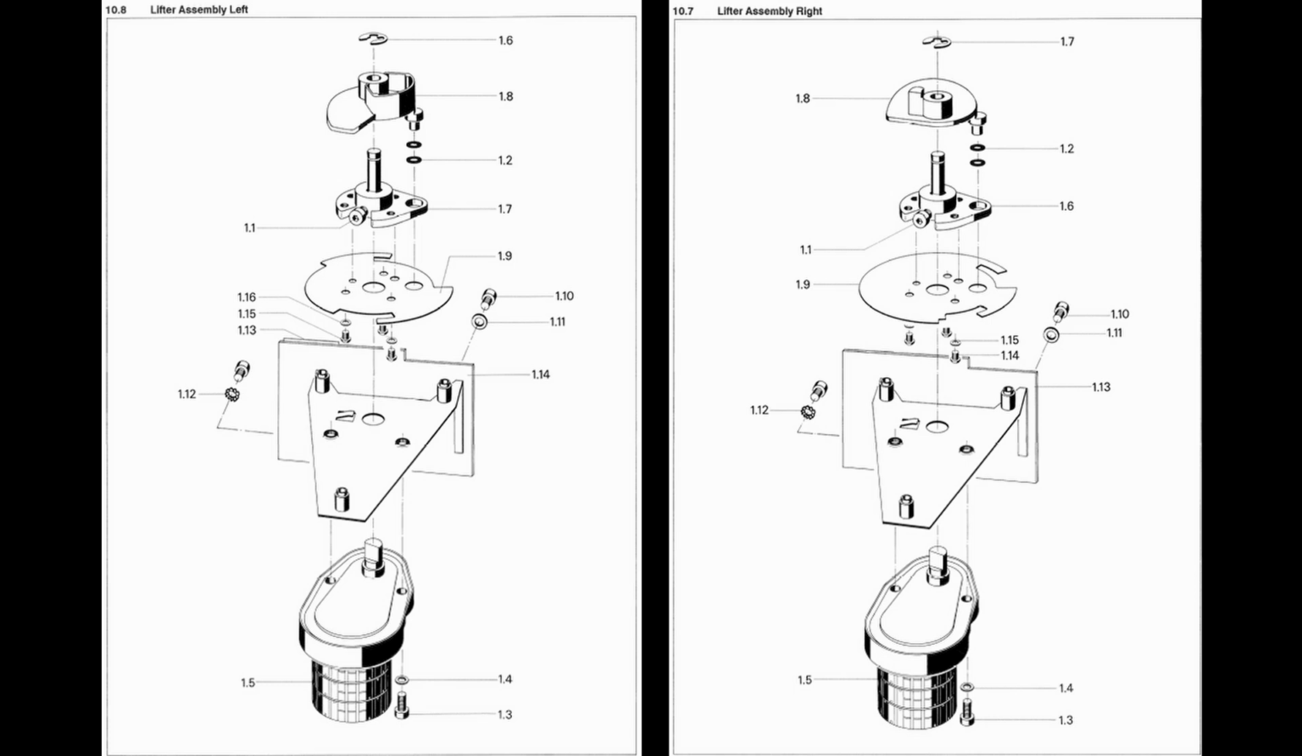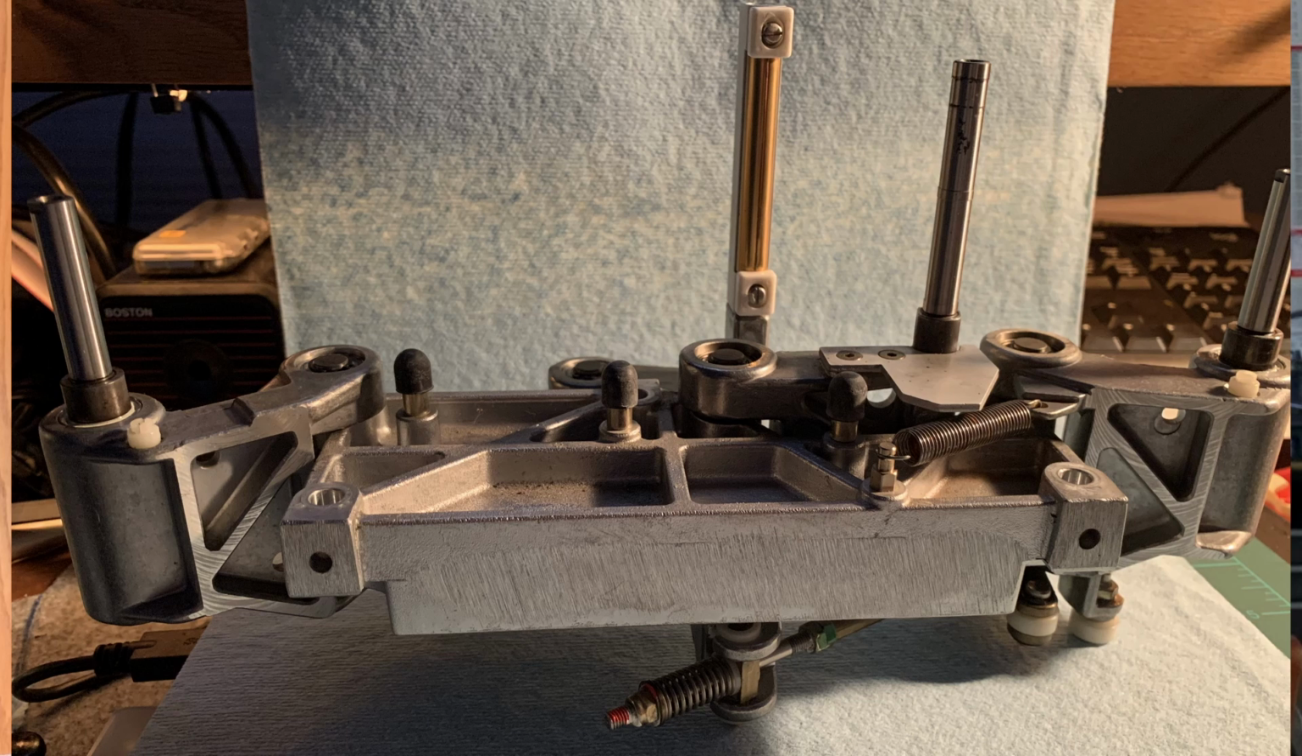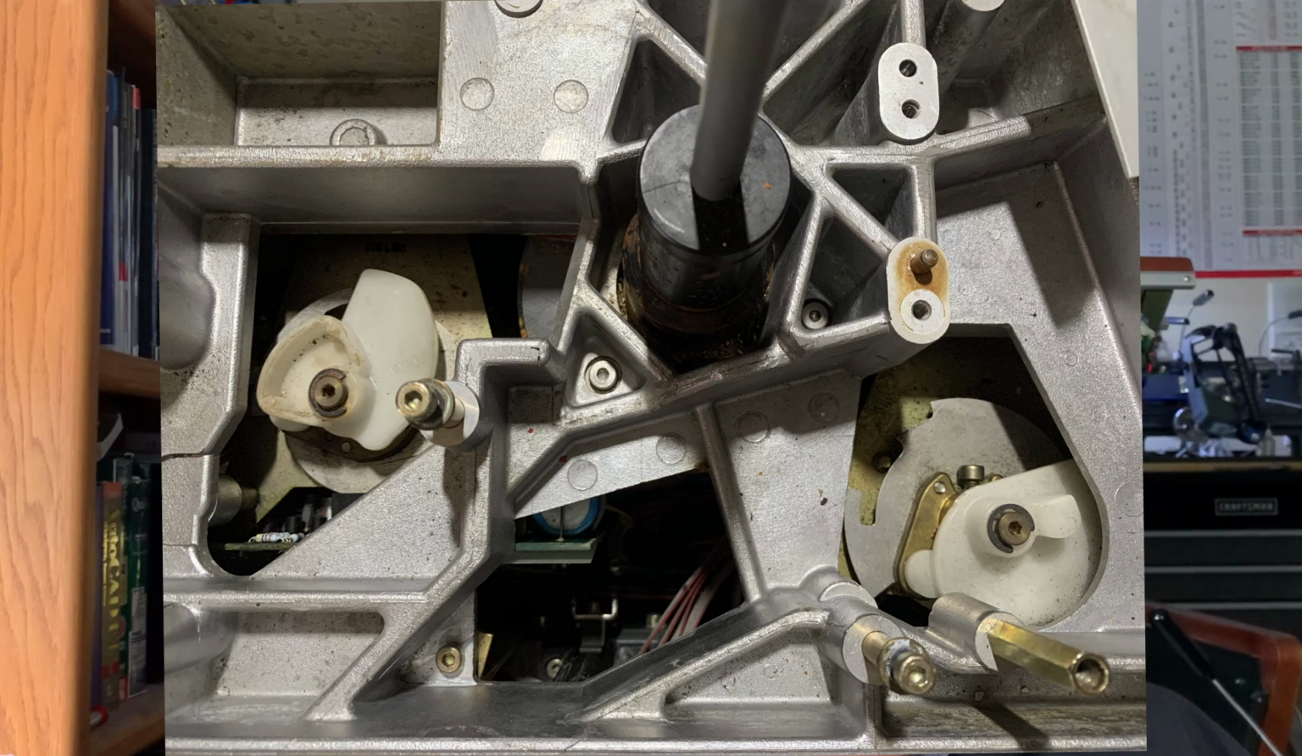Now the trick is, when you put the pinch roller assembly, which this is a picture of, down on top of the left and right lifter assemblies, you must turn the cams manually. This is looking down at it, and you can see the cams from the top. But you must turn them manually in the correct direction for the pinch roller assembly to fit. Now, when I first did this, I did it by trial and error until it worked.